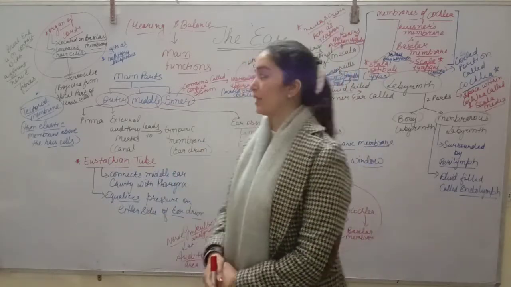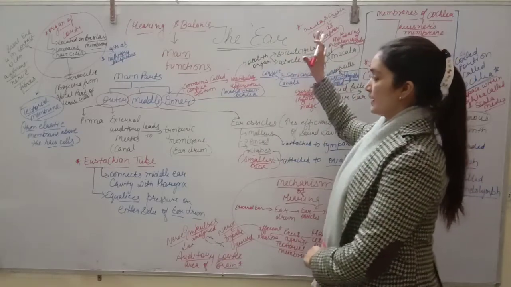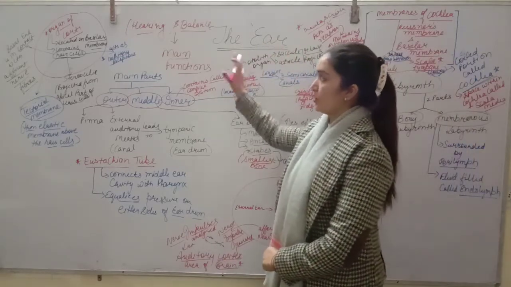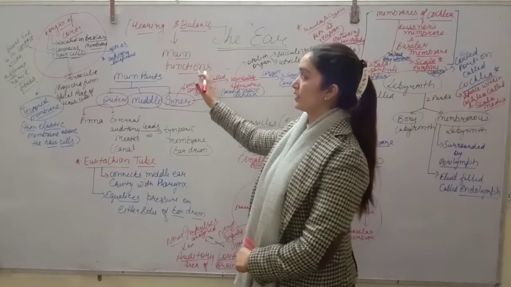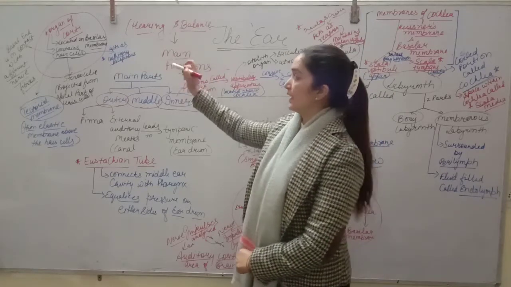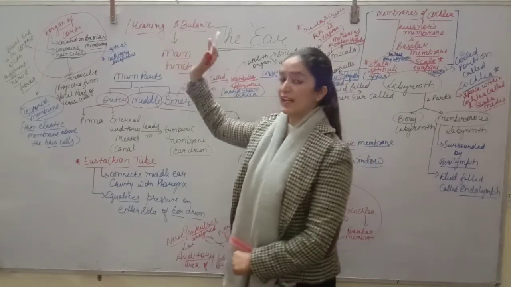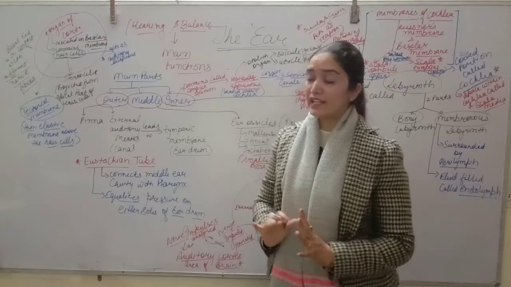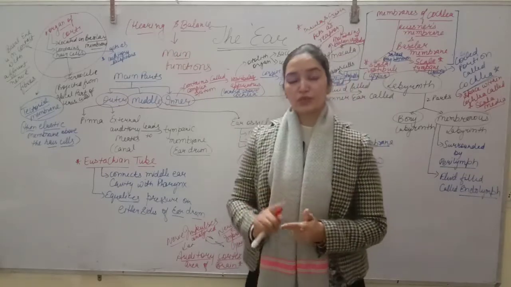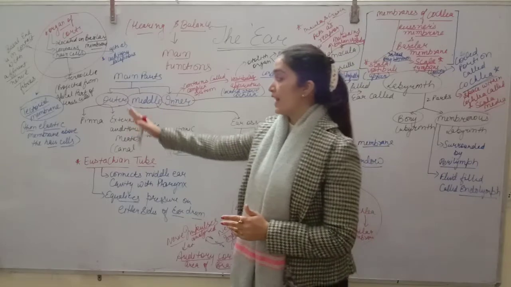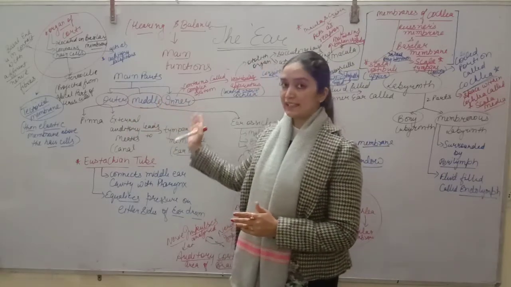Coming to the topic, our ear, as we all know, is the main auditory organ that is responsible for hearing and maintaining the balance of our body. Basically it is divided into three parts: outer ear, middle ear and inner ear.